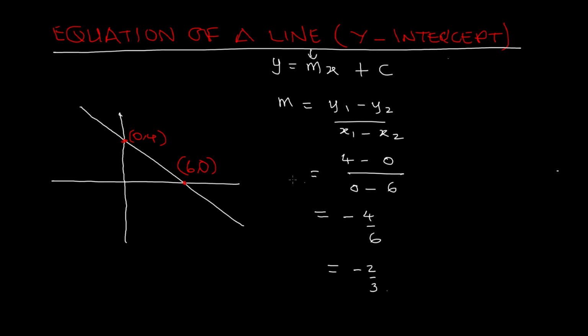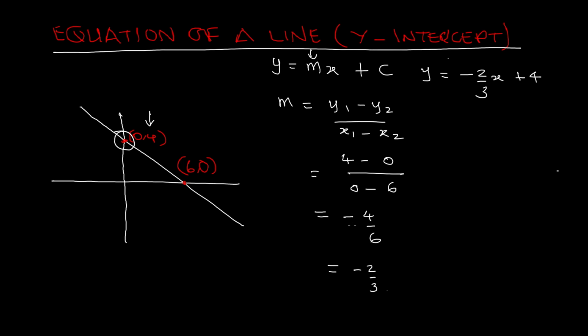Now we can also continue here and look at what the intercept is. We said the intercept is going to be this point here. So what's the value of y at this point? It's going to be 4. So our equation therefore is going to be y is equal to minus, this is our gradient, 2 over 3, x plus our c, which is 4.